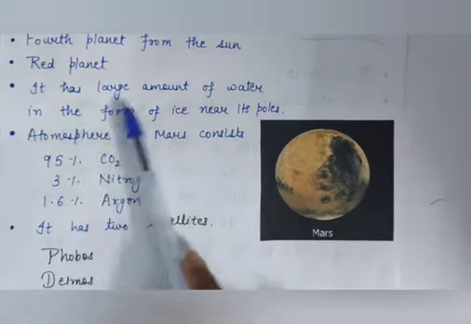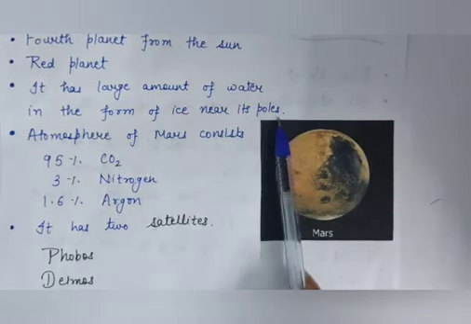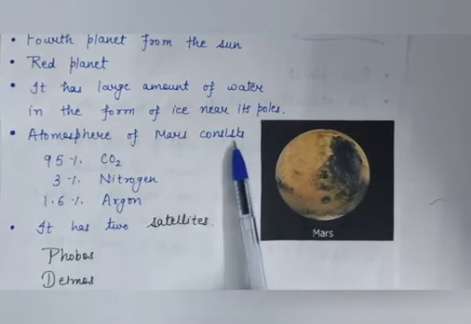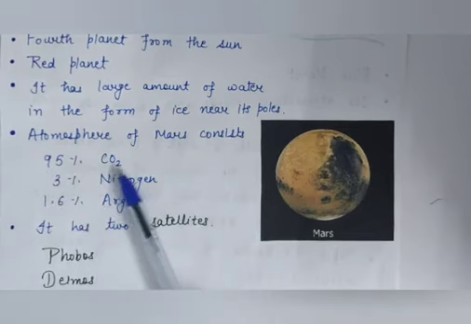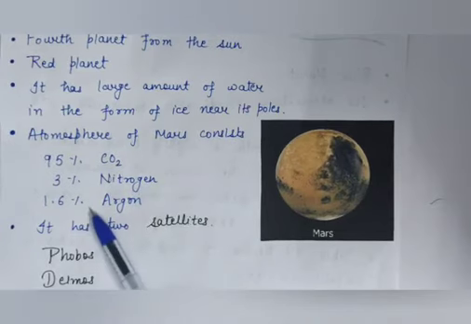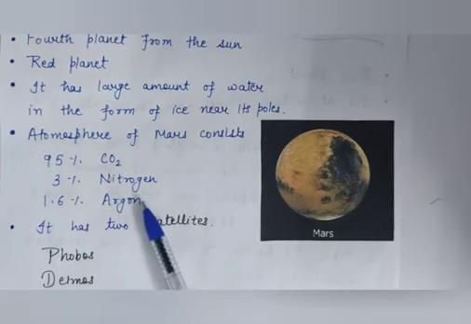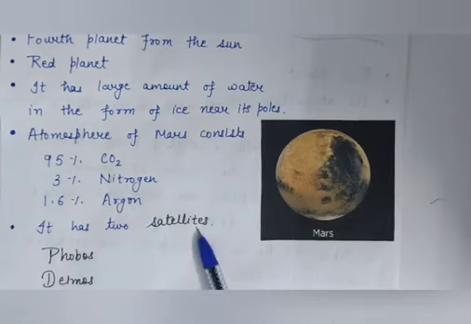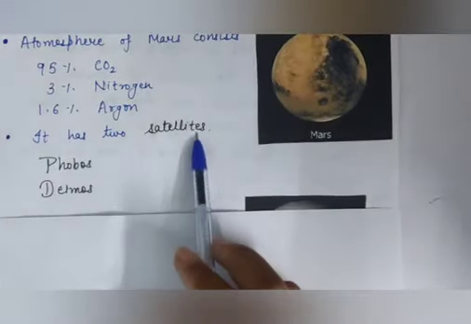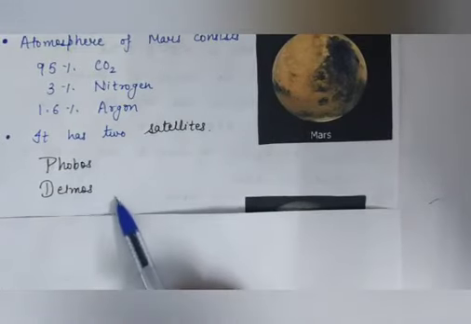It has a large amount of water in the form of ice near its poles. And what about its atmosphere? The atmosphere of Mars consists of 95% CO2, that is carbon dioxide, 3% nitrogen, 1.6% argon, and traces of oxygen and water. It has two satellites, Phobos and Deimos. These are the satellites of Mars.